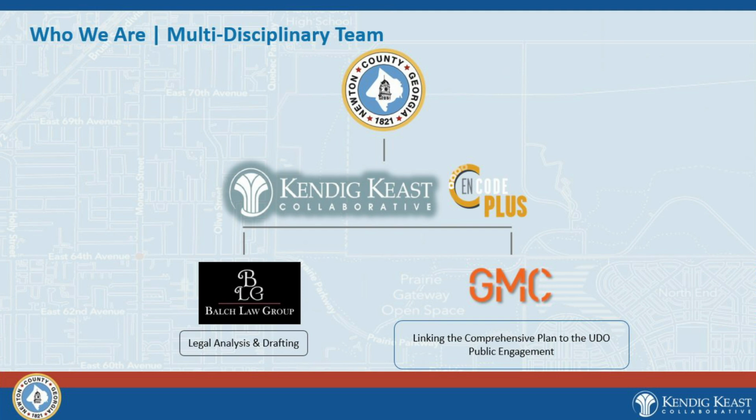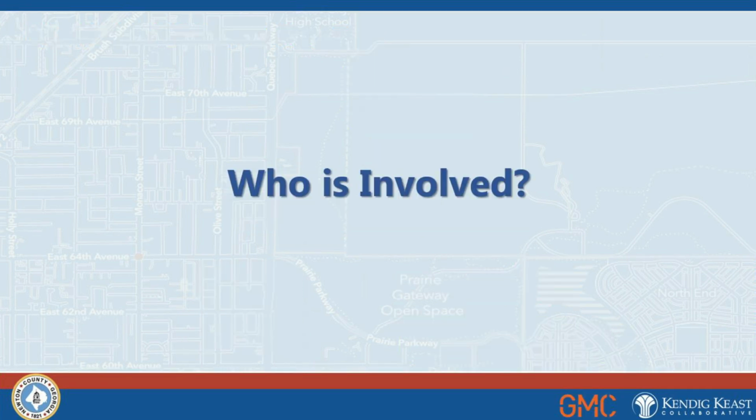There are two subcontractors. One is Balch Law Group. They are a lawyer who is very skilled in land use and development law. And then our firm, GMC, Goodwin Mills Kaywood, and we are a planning and development and architecture firm, and we are involved because we were updating last year the comprehensive plan for Newton County. And so one of the recommendations from the comprehensive plan was to update the Unified Development Ordinance. And so we are helping out with that piece and also public engagement and involvement throughout the process.